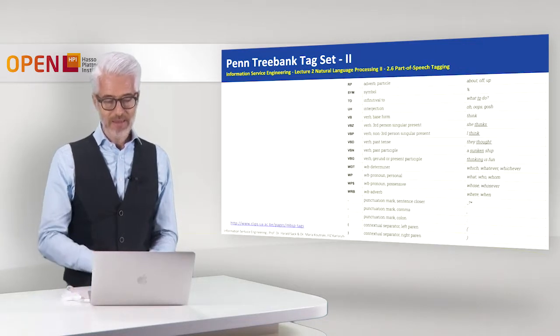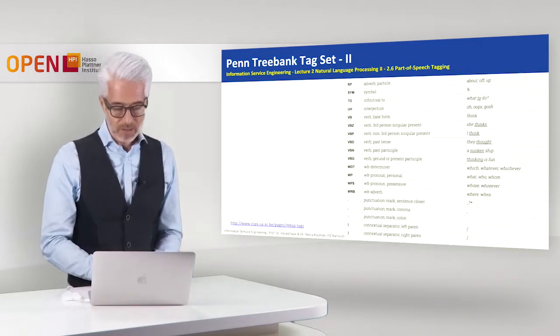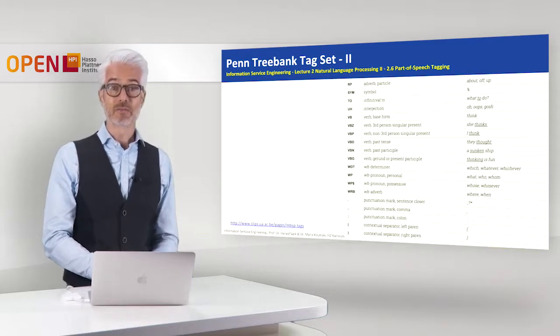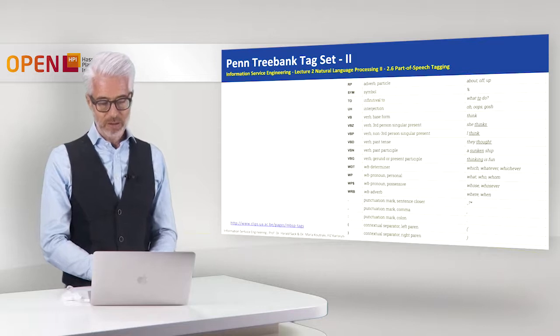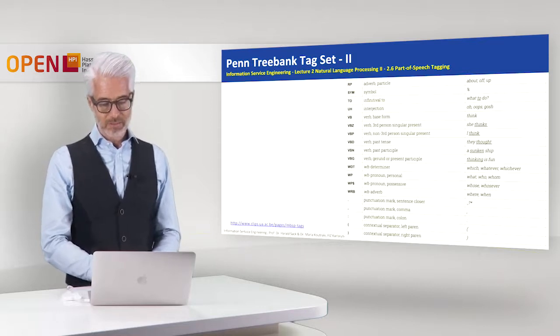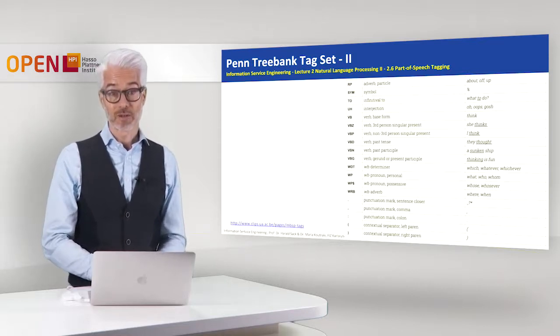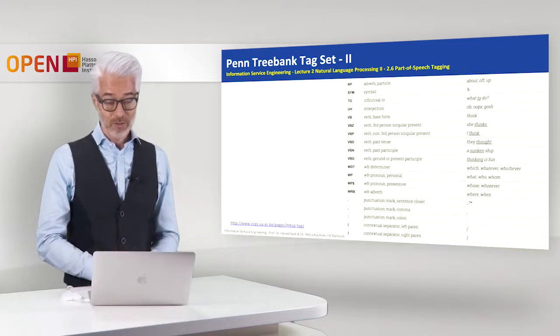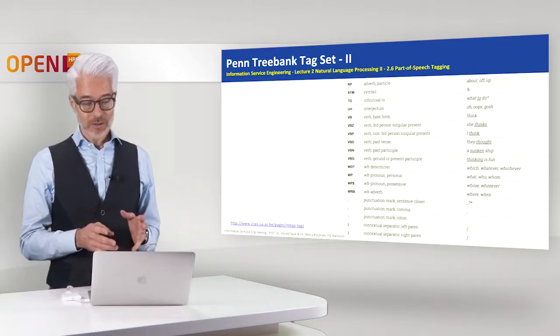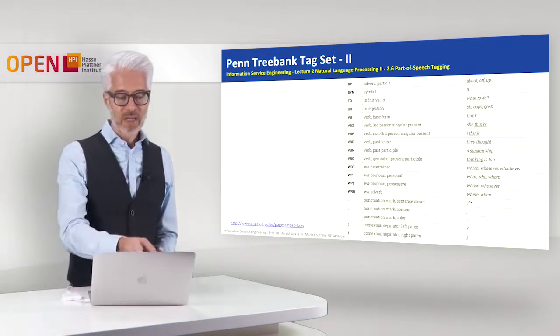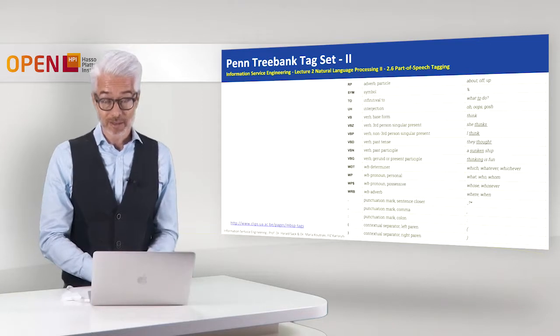And then we have a second page where you also see the verbs and different tenses of the verbs, for example, or you also have punctuation marks or parentheses and separators and so on. So overall it's 45, and usually if you see this Penn Treebank tag set used, it's only then the abbreviations you see here on the left side that are used.